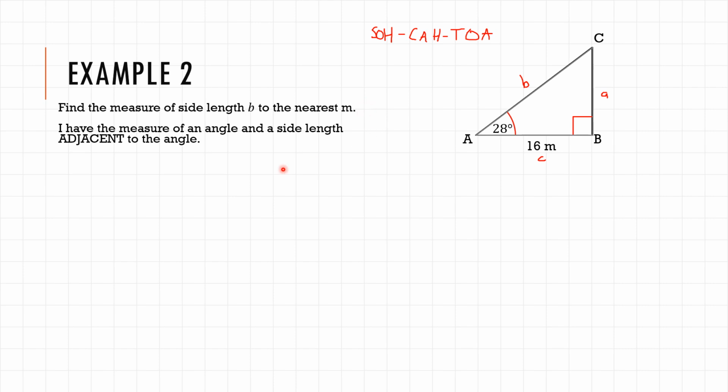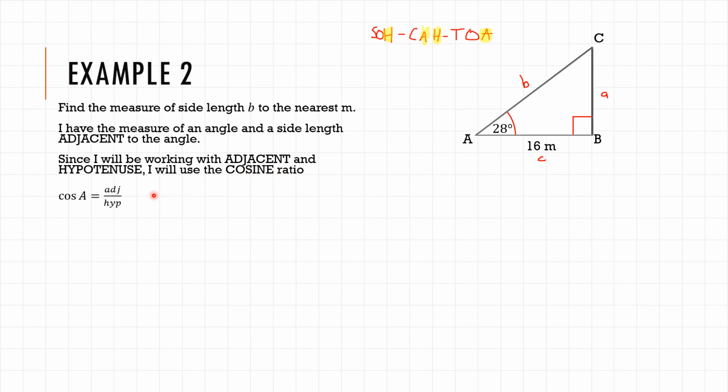Well, let's see if you got it right. Since I'll be working with adjacent and hypotenuse, the right one to use, certainly adjacent and hypotenuse would be here. And the only ratio where I highlighted both the sides is this one right here. And that tells me that I need to use the ratio cosine. So cosine of angle A is equal to the adjacent over the hypotenuse. And angle A is 28 degrees. So that's equal to adjacent, which is 16, divided by the hypotenuse, which is just B. I don't know what B is. So how do I find the value of B?